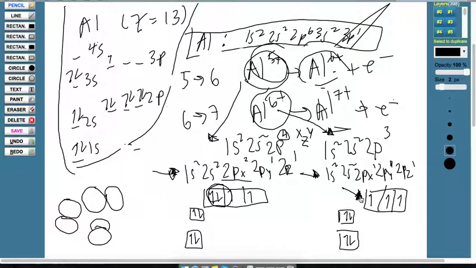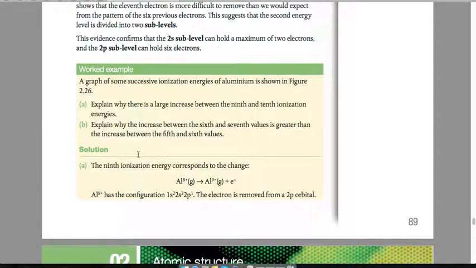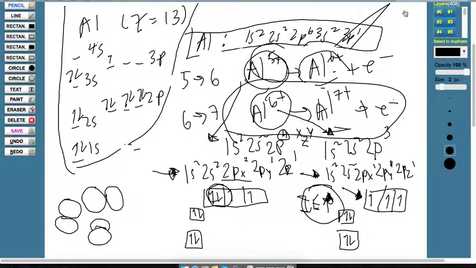So there's no repelling force to help the removal of the electron, which explains why the ionization energy for 6 to 7, when removing an electron from Al6+, is going to be much, much higher. The ionization energy is going to go up, up, up for this reaction right over here. And that actually answers our question. The increase between the 6th and 7th values is very significant. There's a lot of energy required to remove one electron because there is no repelling force present within the half-filled 2p sublevel. And that's going to be it for this video.